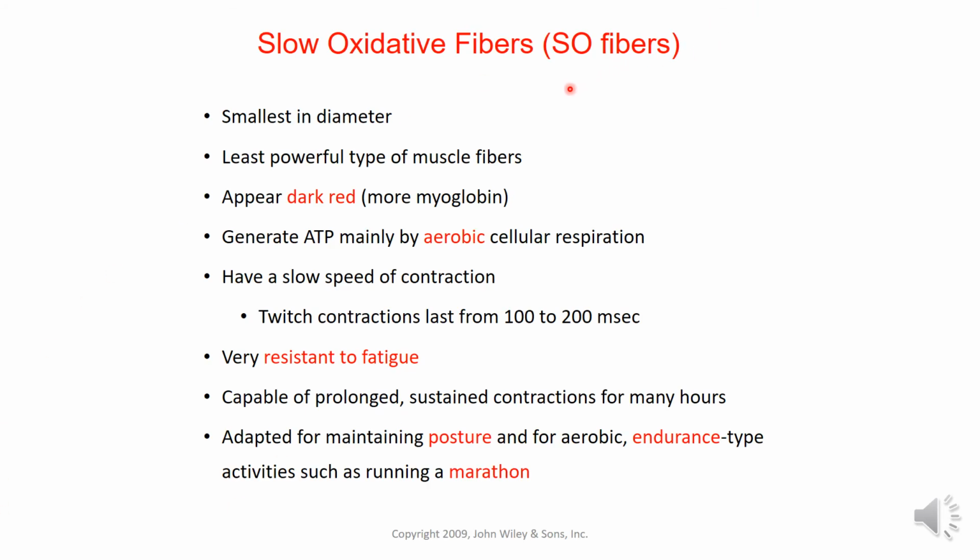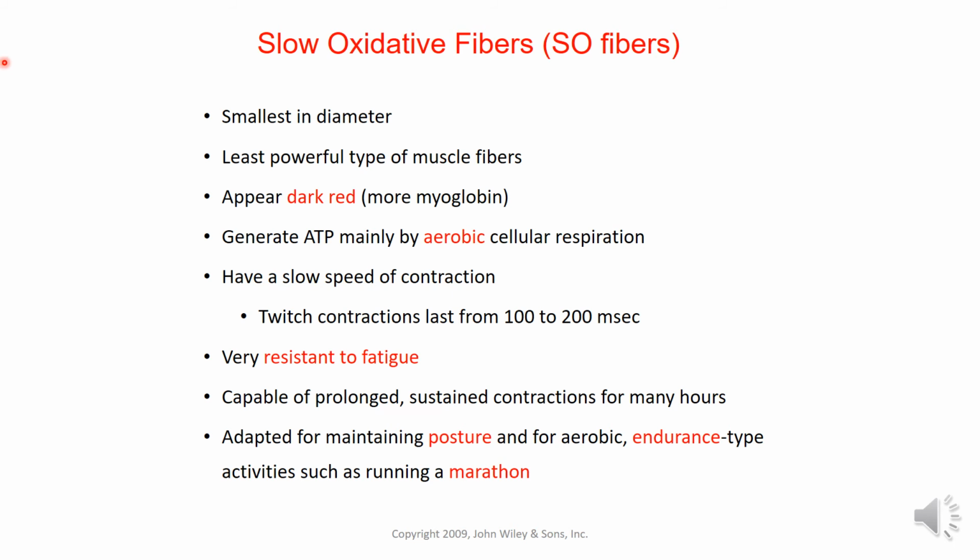Slow oxidative fibers. They are smallest in diameter, least powerful type of muscle fibers, appear dark red because of more myoglobin, generate ATP mainly by aerobic respiration, have slow speed of contraction. The twitch contraction lasts from 100 to 200 milliseconds, very resistant to fatigue, capable of prolonged sustained contraction for many hours, adapted for maintaining posture and for aerobic endurance type of activities such as running a marathon.